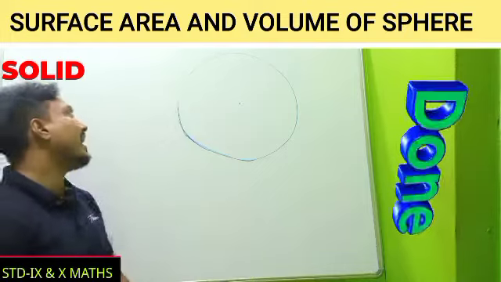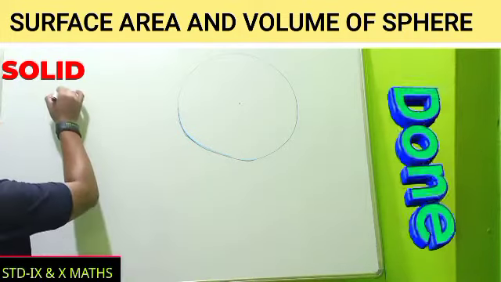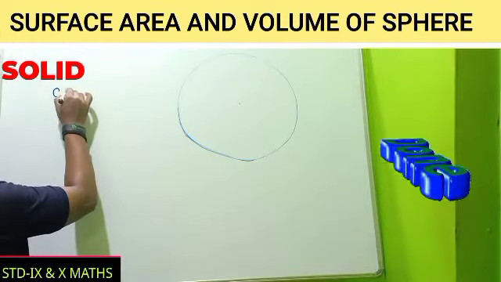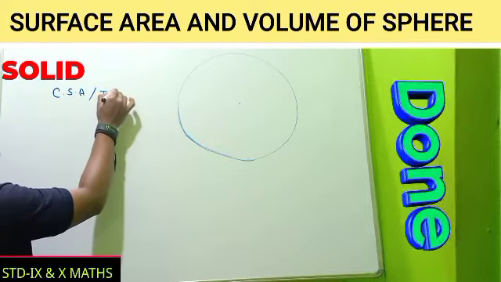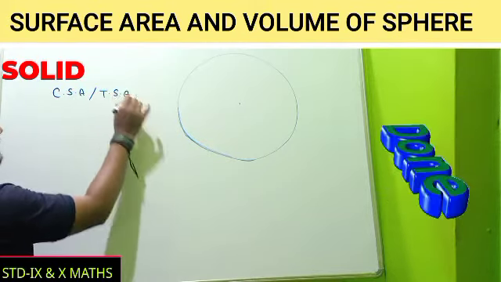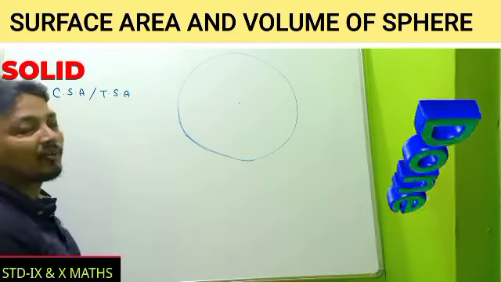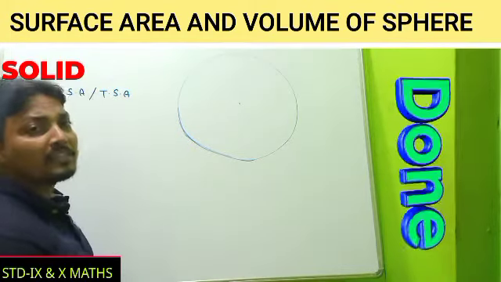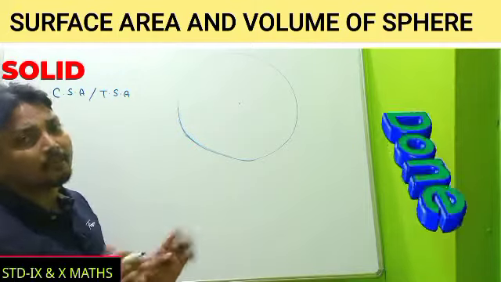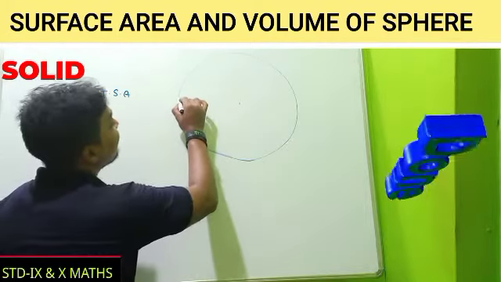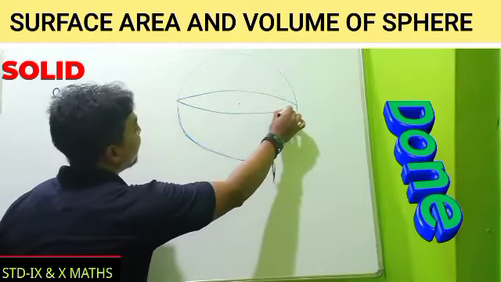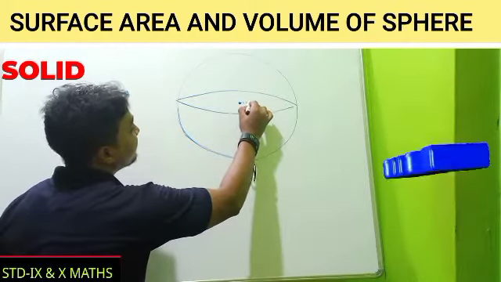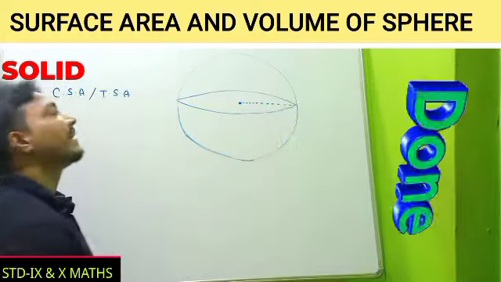So here I am writing: to find the curved surface area also has the same meaning as to find the total surface area. As it has a single surface, and that is a curved surface, the curved surface area and the total surface area are both the same. Everyone see, this is the structure of the sphere and this is the radius.